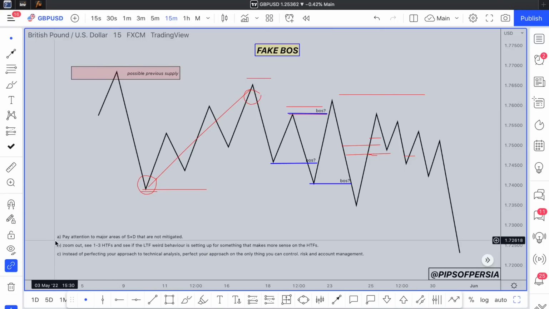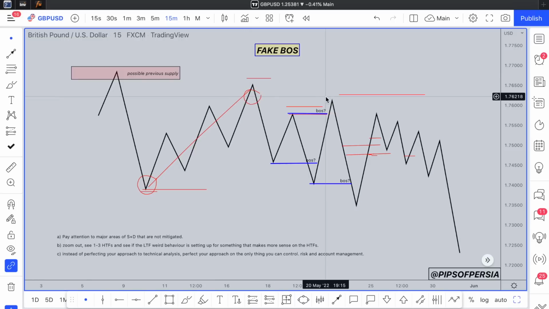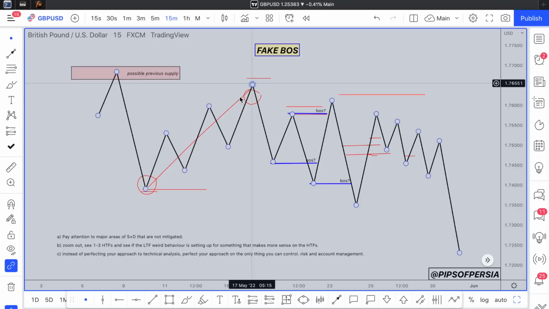Number one, pay attention to major areas of supply and demand that are not mitigated. So if you have breaks of structure taking place, but there are very clear levels at the top of the previous range that are unmitigated, there is a chance, a good chance of that fake break of structure taking place and the market coming back up and mitigating that level. And obviously in the process of doing so, creating more fake structure points to manipulate more traders out of their trades.